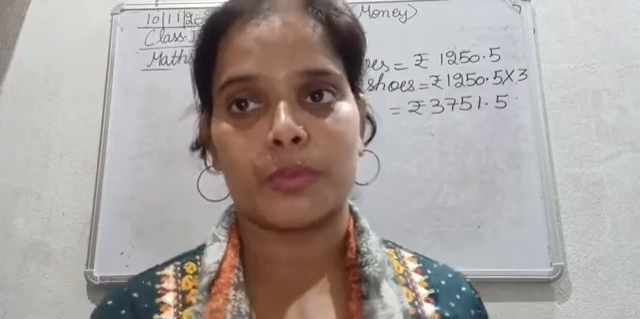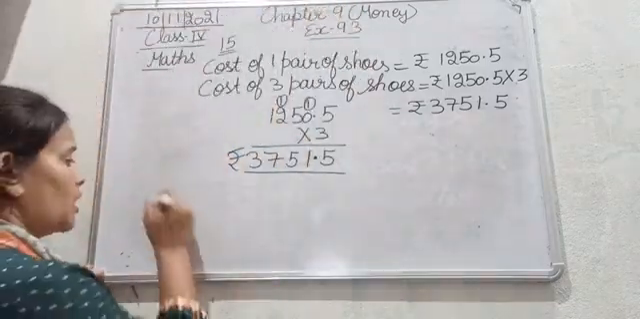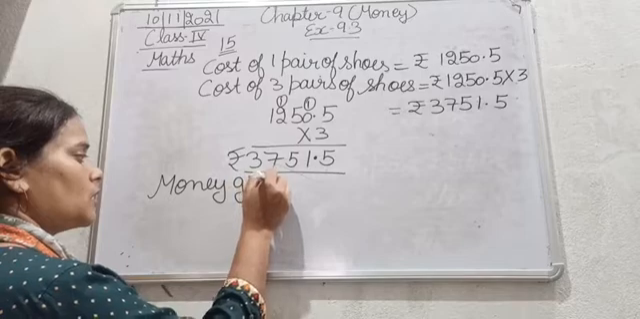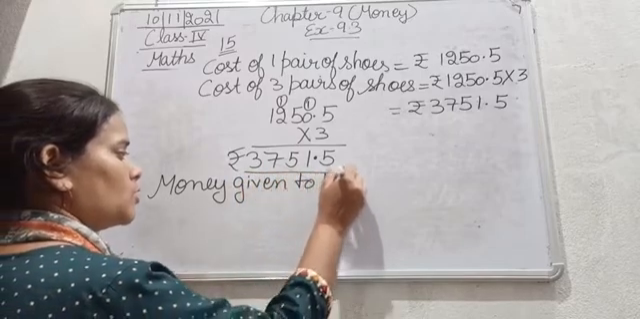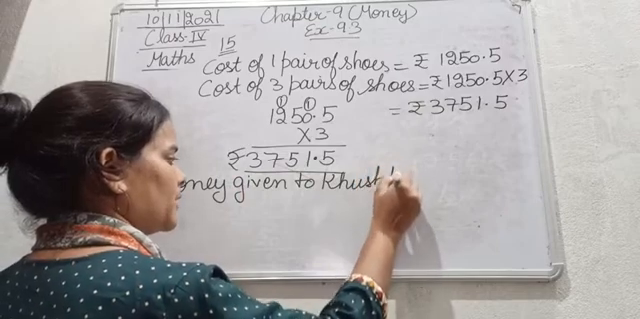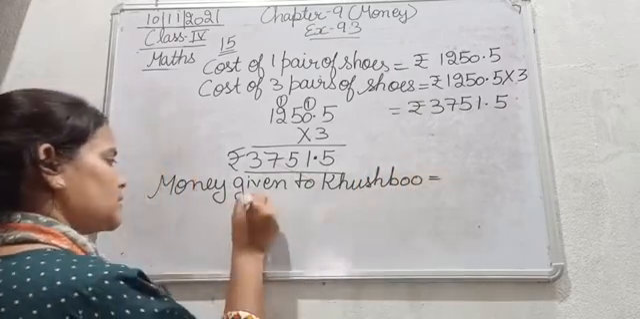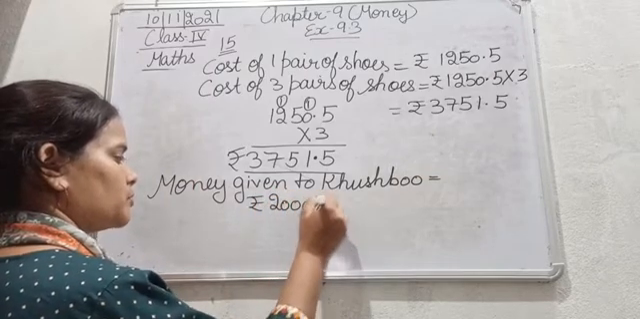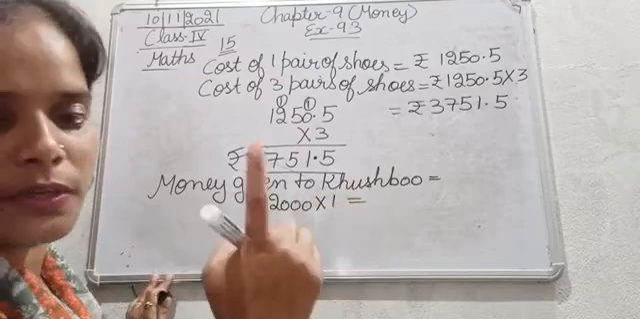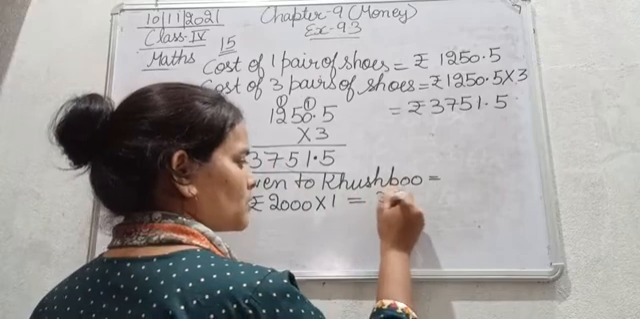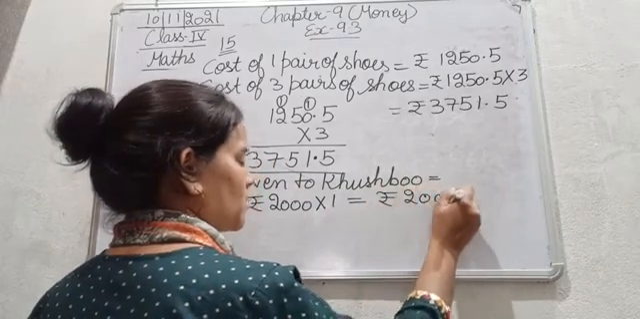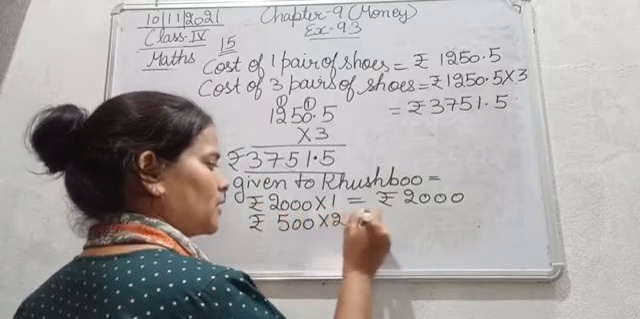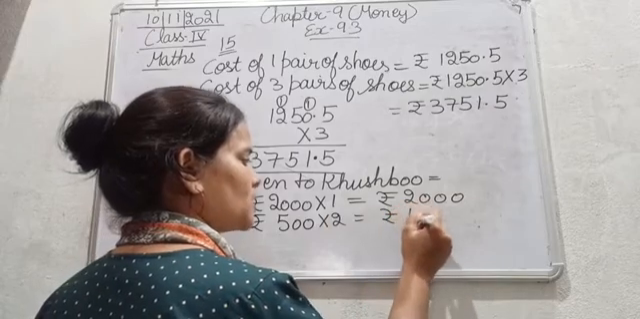So, money given to Khushbu. Okay, so how much money did Rajni give to Khushbu? Money given to Khushbu: one note of 2,000 rupees, that is rupees 2,000, and two notes of 500, that is rupees 1,000.